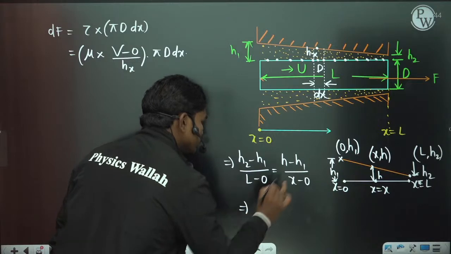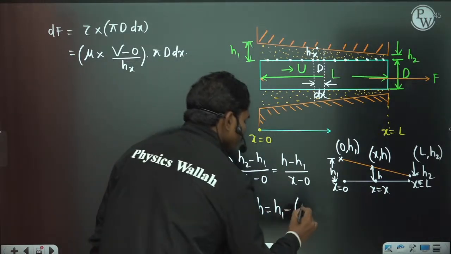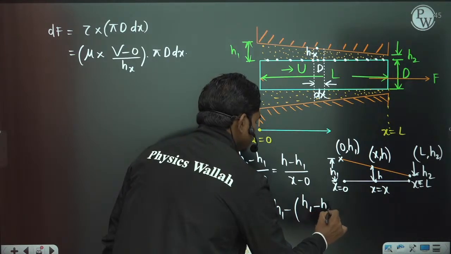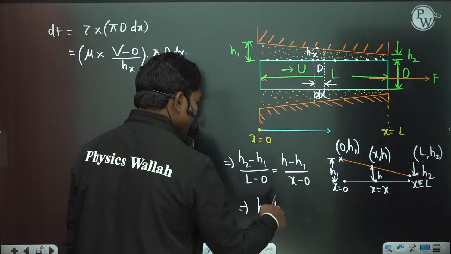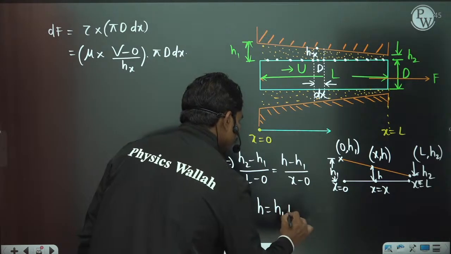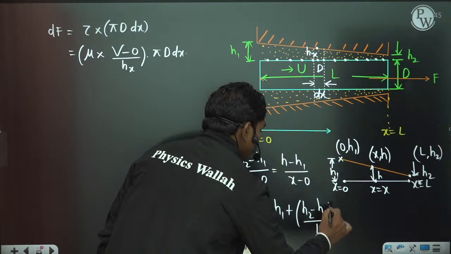So from this, if you simplify, h is equal to h1 plus (h2 minus h1) by L into x.